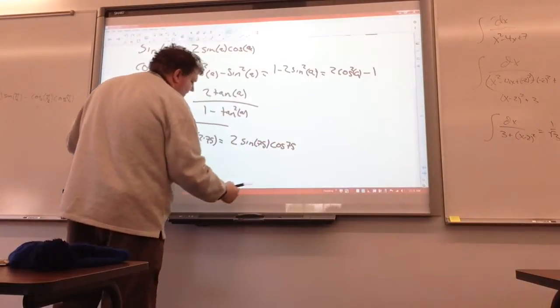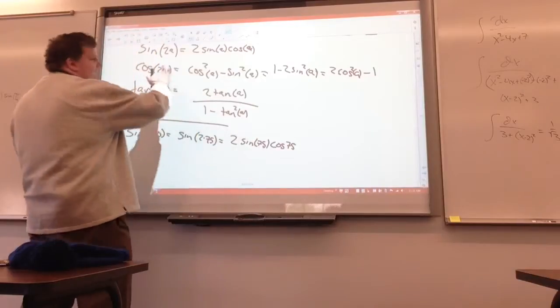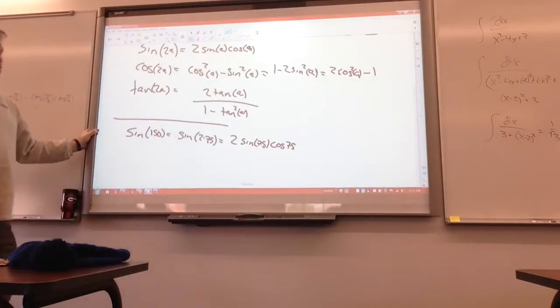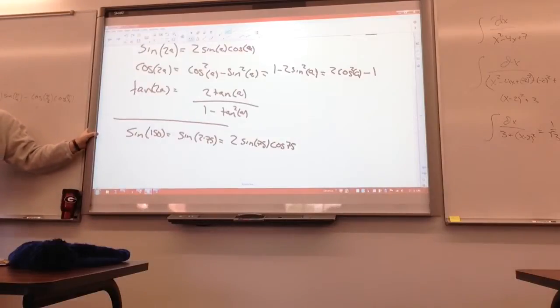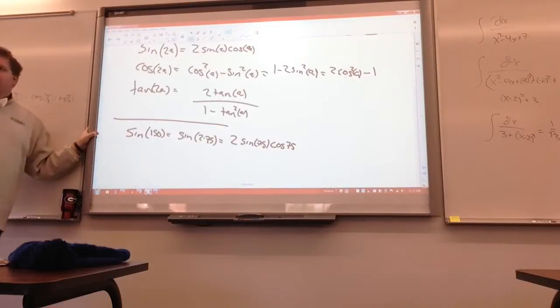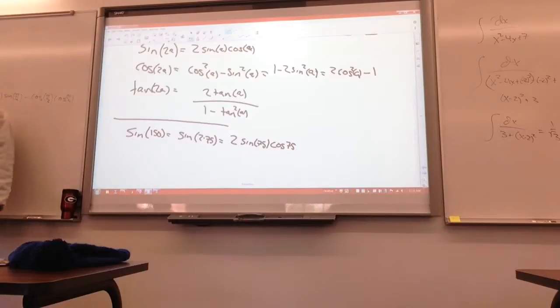We actually don't know what the cosine of 75 is, but we can figure it out by hand using the same way we figured out the sine of 75. From a previous problem, we know what the sine of 75 was, so I can substitute that in. I can easily figure out the cosine of 75, substitute that in, get an answer. So I'm able by hand to figure out what the sine of 150 is just by using these formulas. And that's what they're really for.